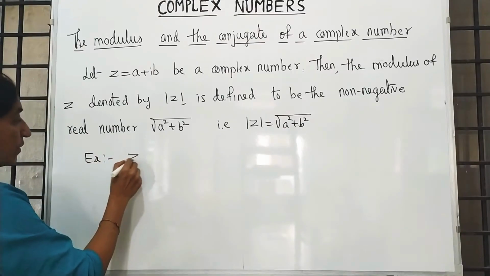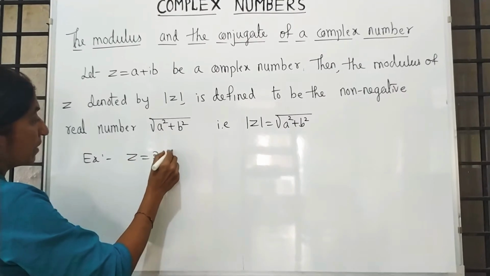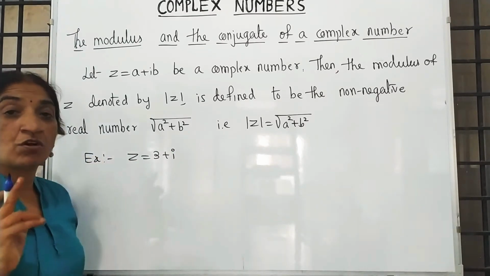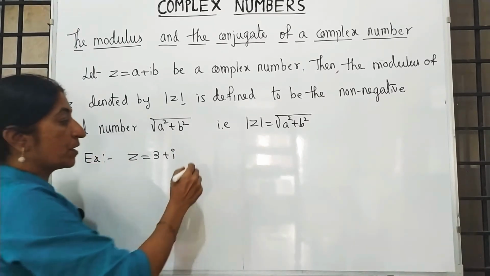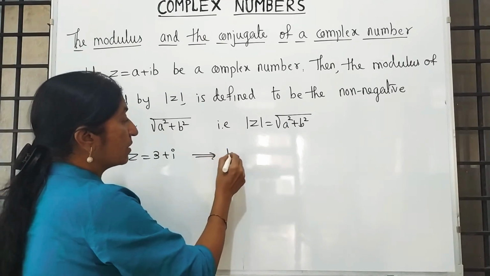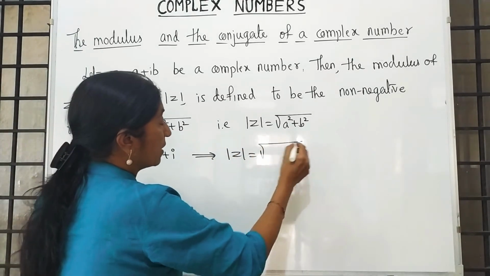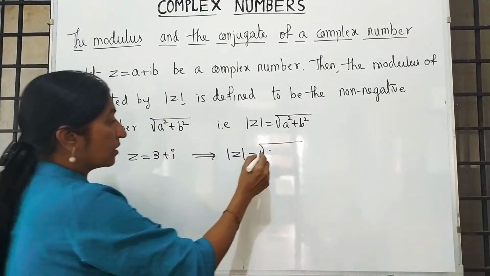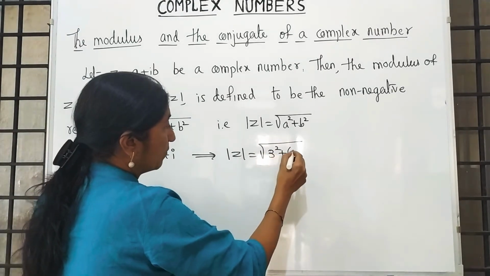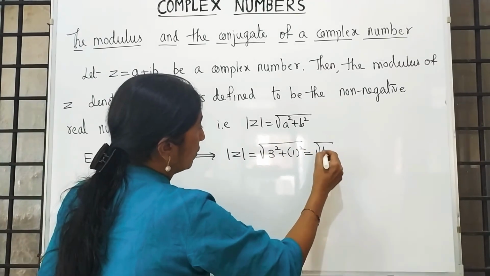Example, if z is equal to 3 plus i. See, what is the coefficient of i? There is no number, means 1. Its modulus means root of a square plus b square. a is the term without i. Without i is 3 and with i the number is 1. So, finally we got root 10.